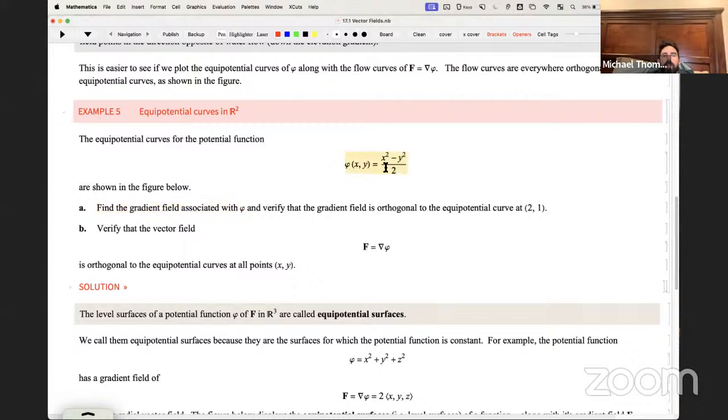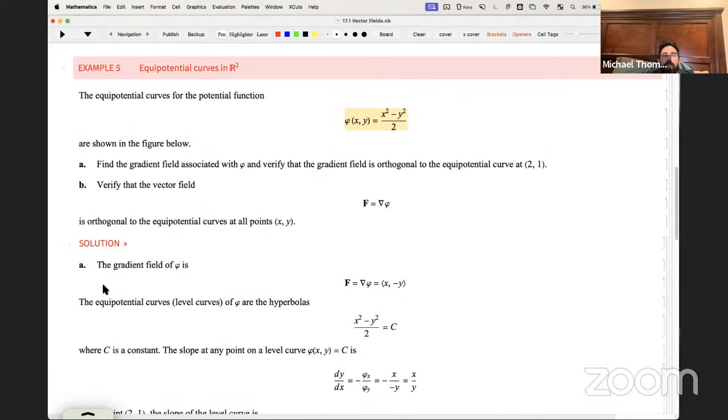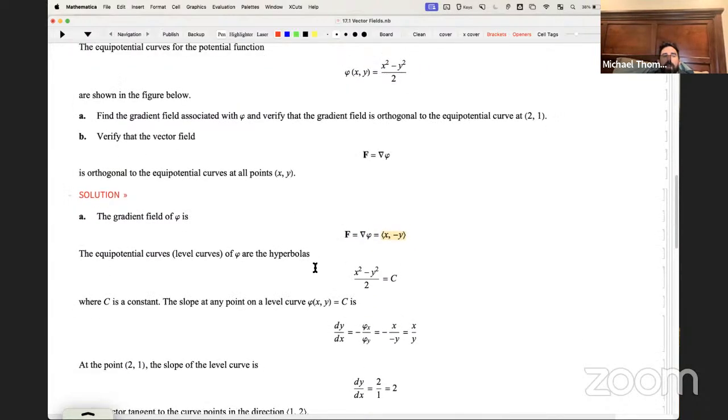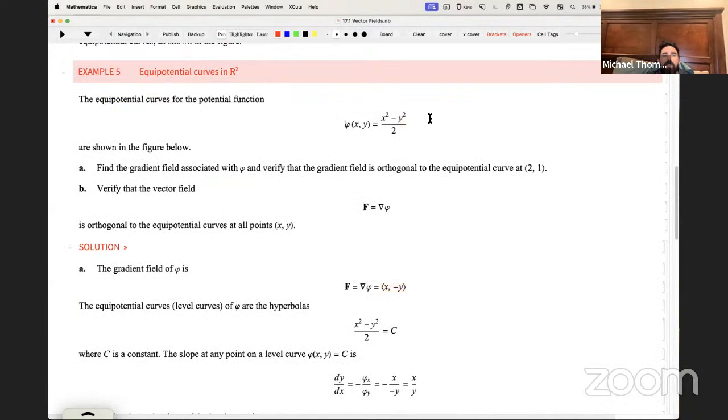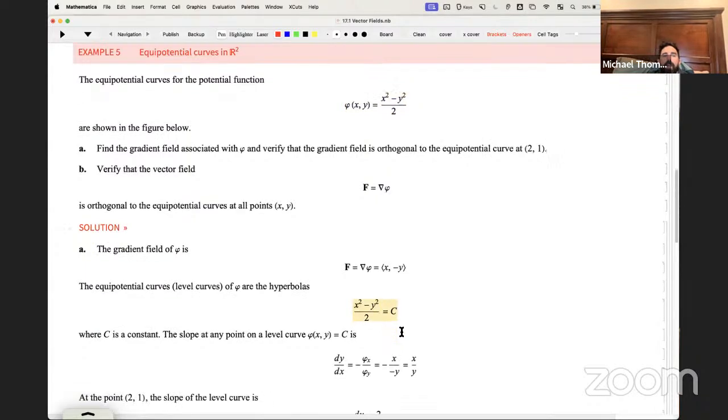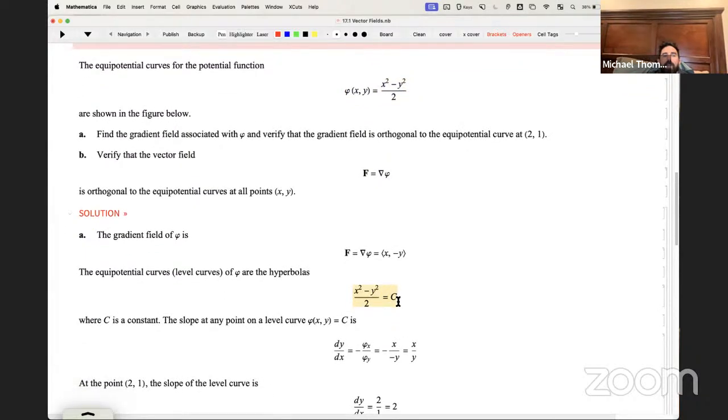So to get the gradient field, of course, you're just going to take the gradient of phi. So there's your gradient field. That's a rotational vector field. The equipotential curves of this thing are just the level curves of it. So we could set this equal to c, where c is some constant.